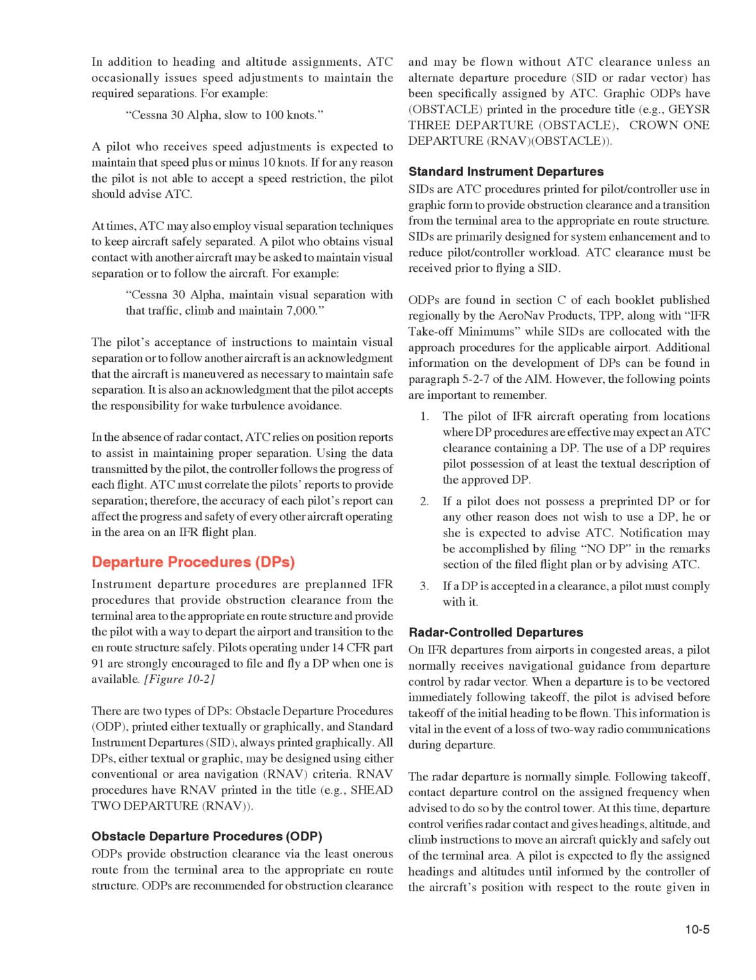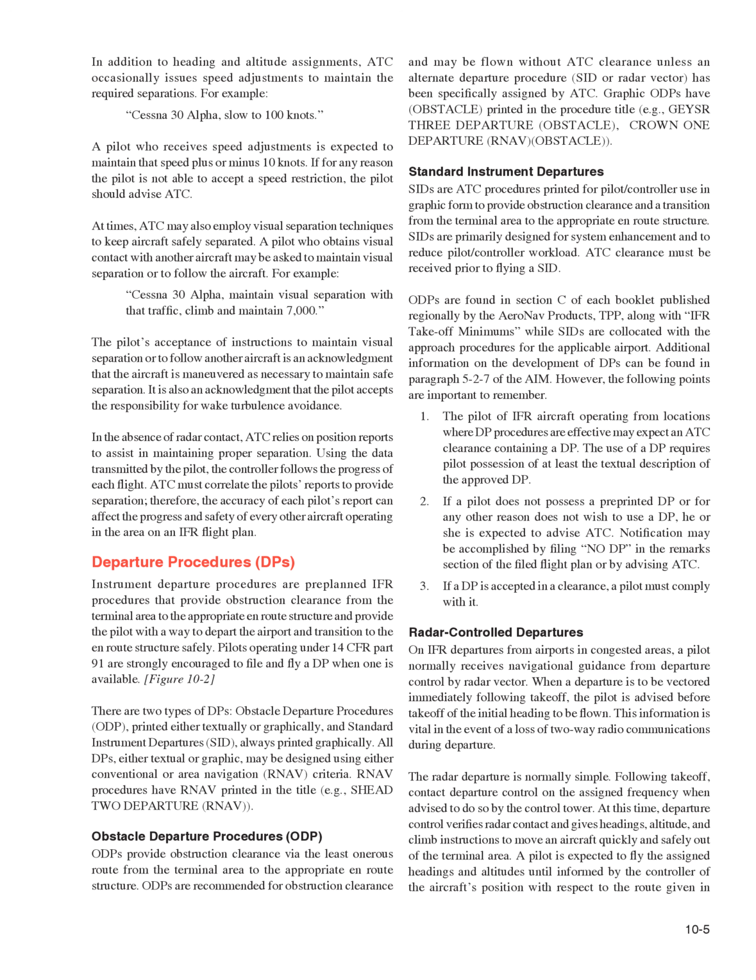In the absence of radar contact, ATC relies on position reports to assist in maintaining proper separation. Using the data transmitted by the pilot, the controller follows the progress of each flight. ATC must correlate the pilot's reports to provide separation, therefore, the accuracy of each pilot's report can affect the progress and safety of every other aircraft operating in the area on an IFR flight plan.